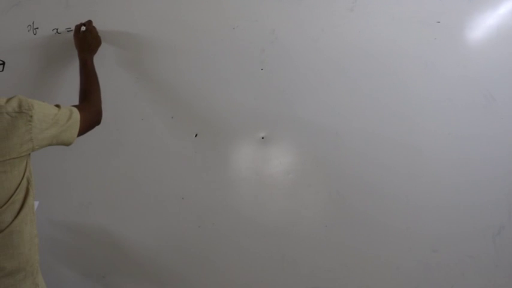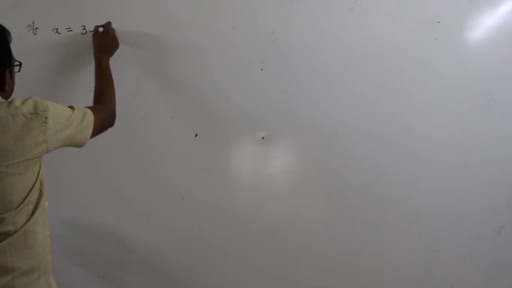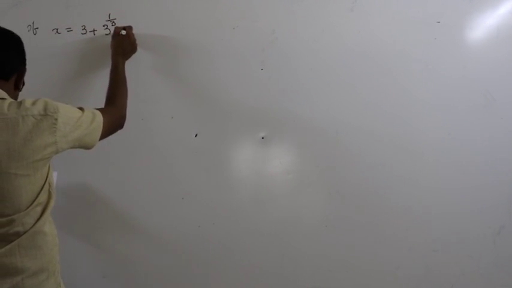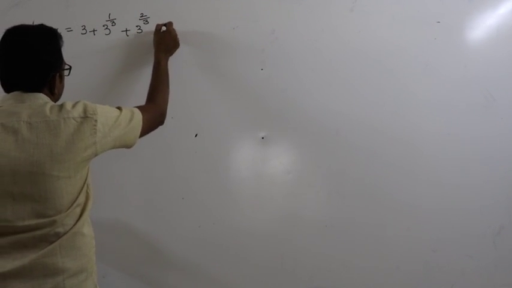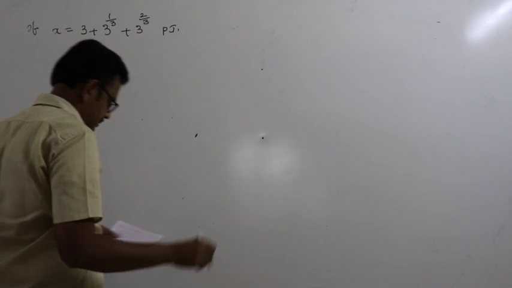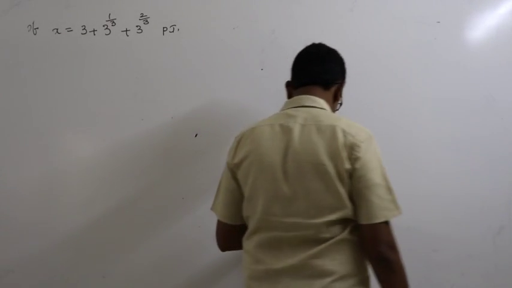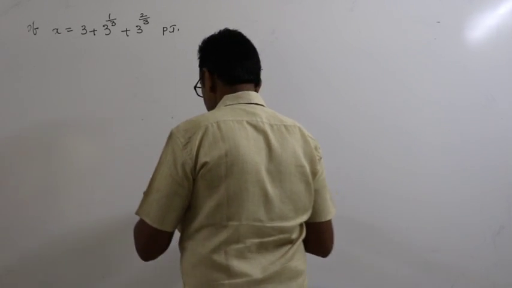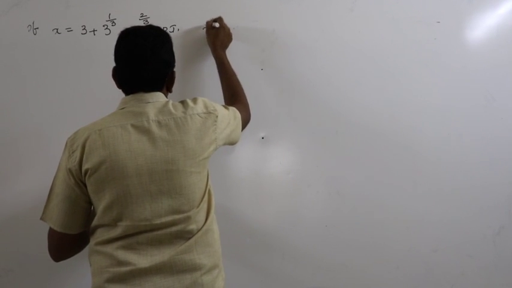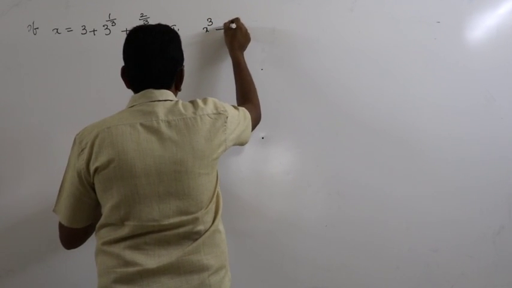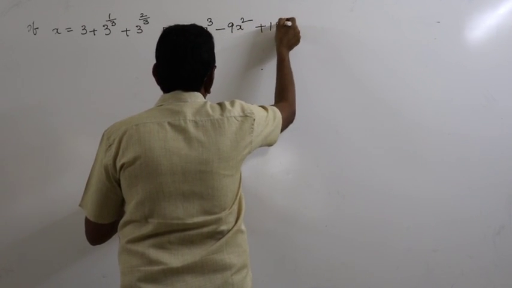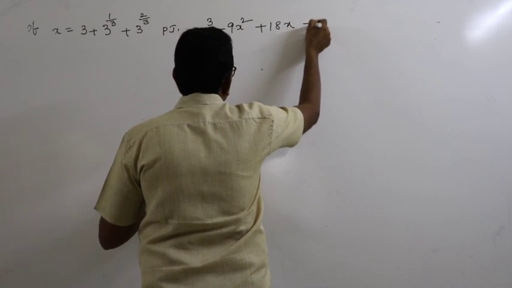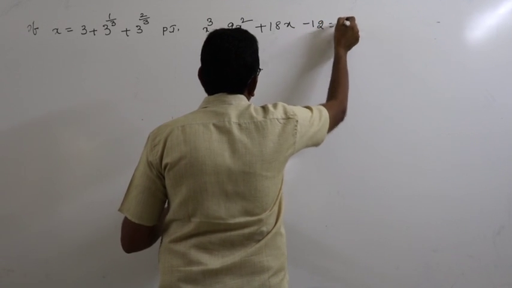x equal to 3 plus 3 power 1 by 3 plus 3 power 2 by 3. Then prove that x cube minus 9x square plus 18x minus 12 is equal to 0.